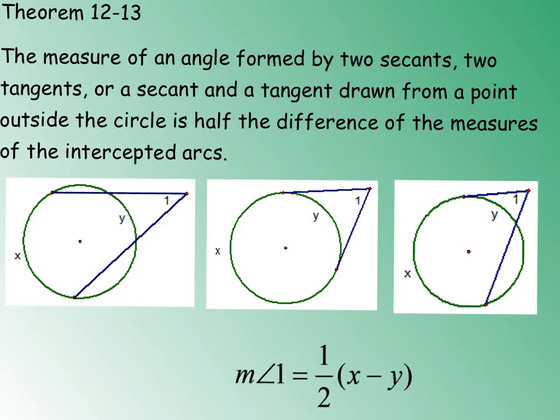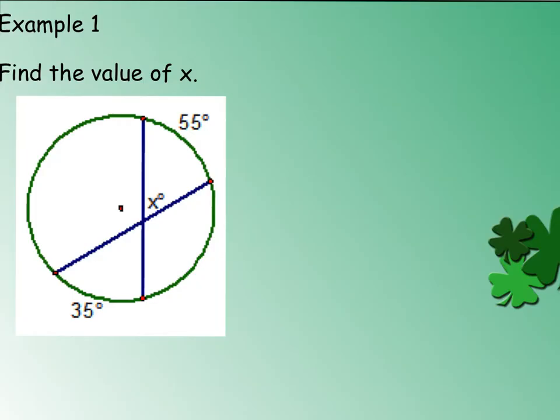And our second theorem for today is talking about the measure of an angle formed by 2 secants, 2 tangents, or a secant and a tangent drawn from a point outside of the circle is half the difference of the measures of the intercepted arcs. So the angle in each of these cases is equal to half of the difference of the intercepted arcs. Notice in the case of the tangents, in part 2, the 2 arcs should add up to 360. Alright, so let's try out a few examples.